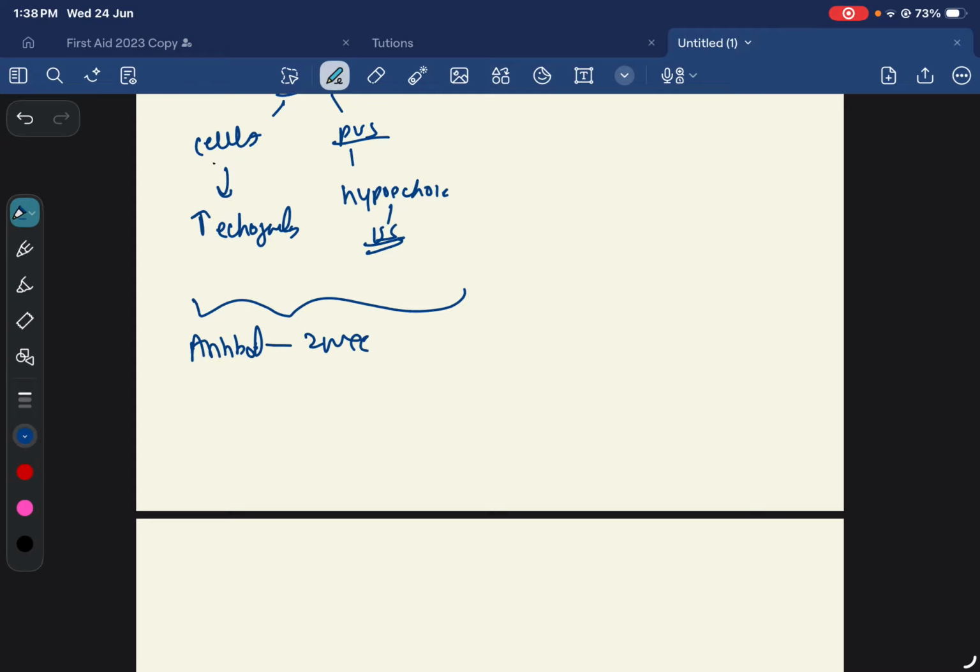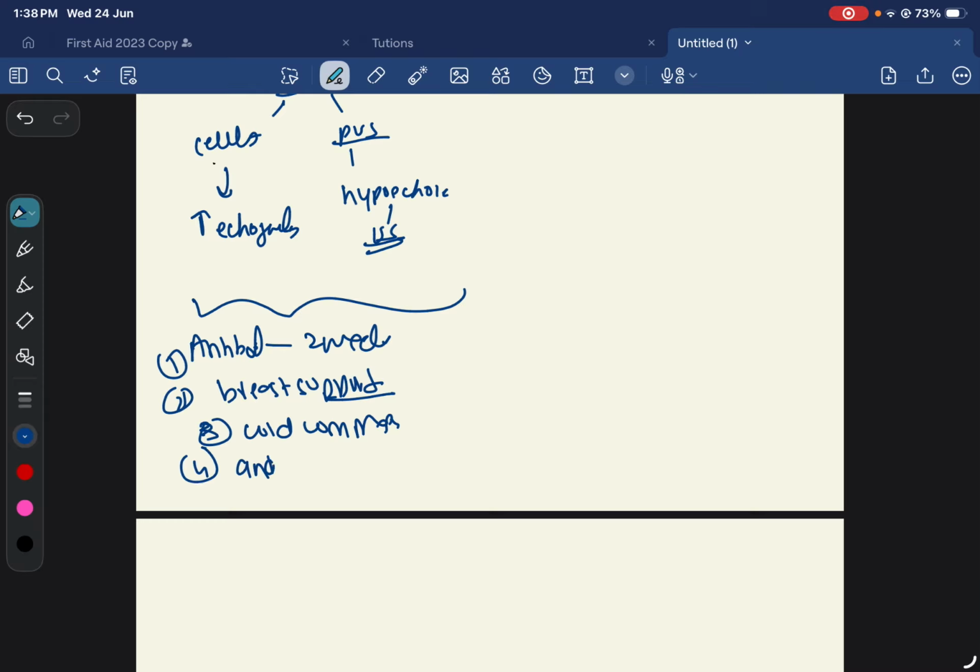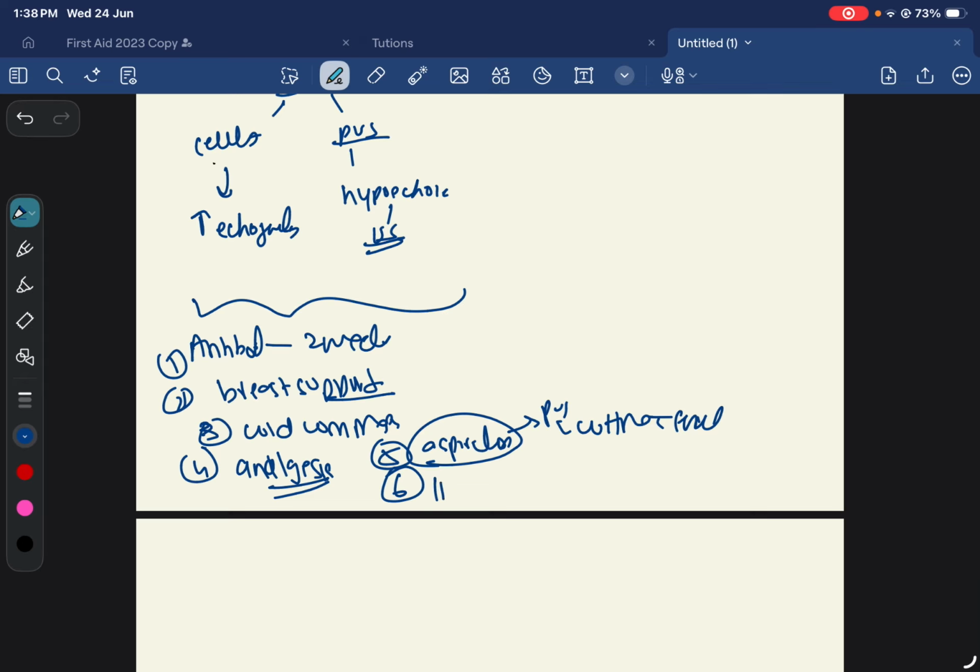Okay, for the management, if it is bacterial, then antibiotics are given, for around 2 weeks. Alongside that, breast support through garments could be given. Then cold compressions can be given, analgesia to relieve pain, and then aspiration can be done, and that pus can be taken for culture and sensitivity. And the last would be incision and drainage.